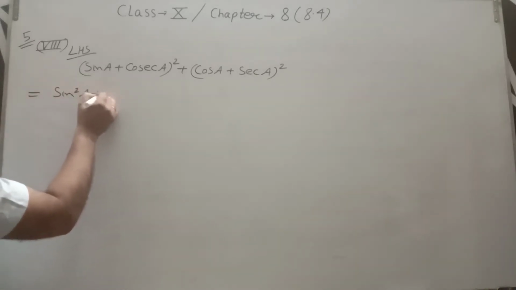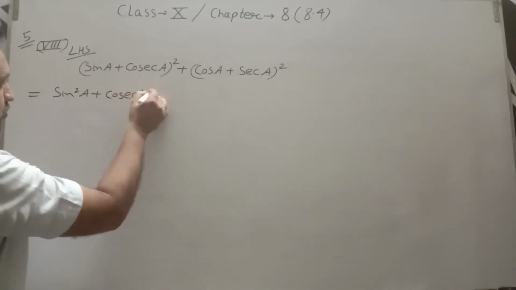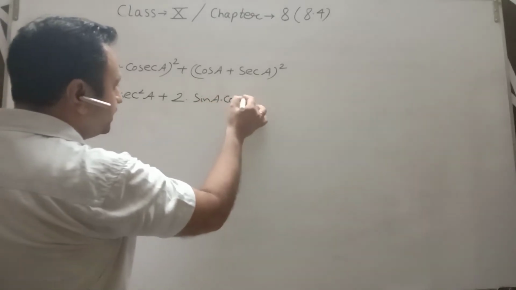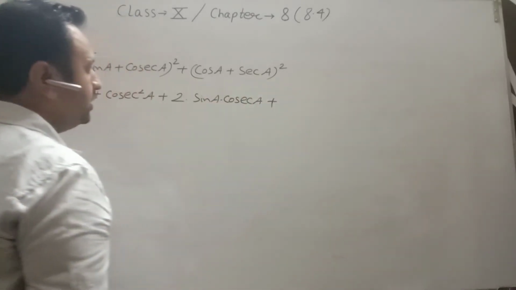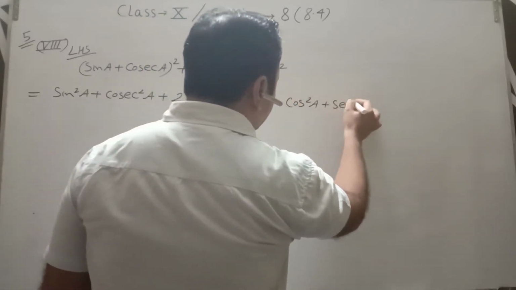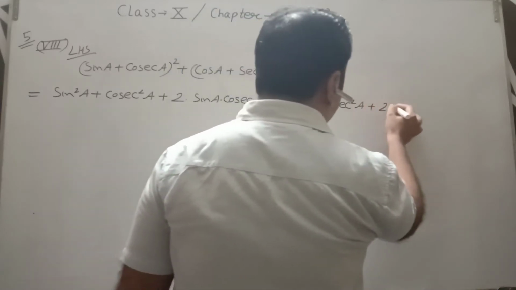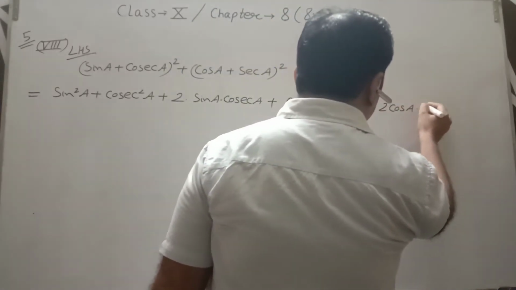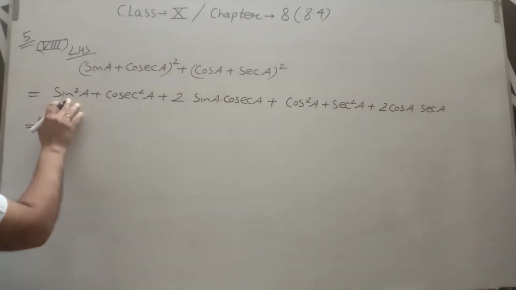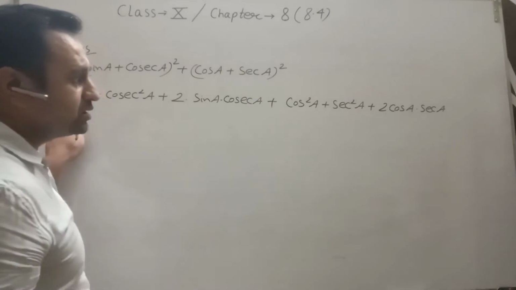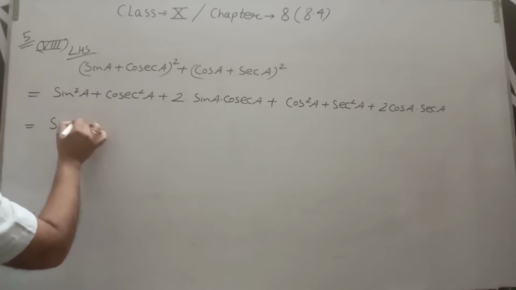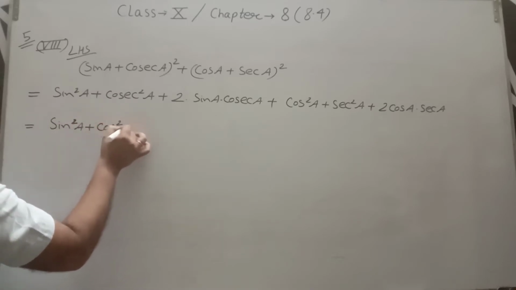A square plus B square plus 2 into A into B. Similarly, (A plus B) whole square again, A square plus B square plus 2AB. Sin square A and cos square A, the sum of both terms is 1. So we just note down sin square A plus cos square A in a bracket.